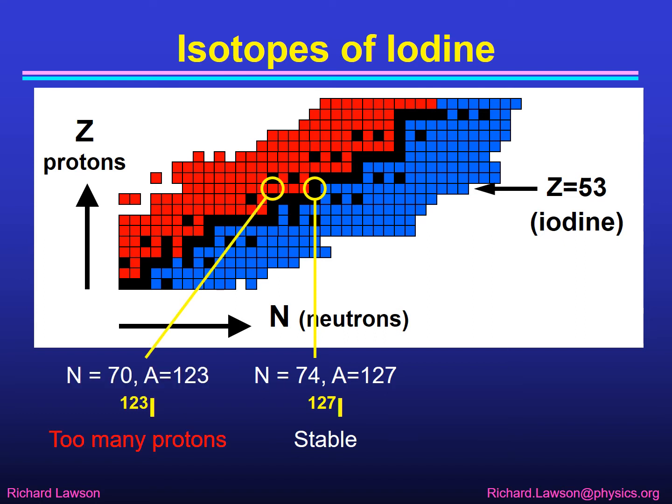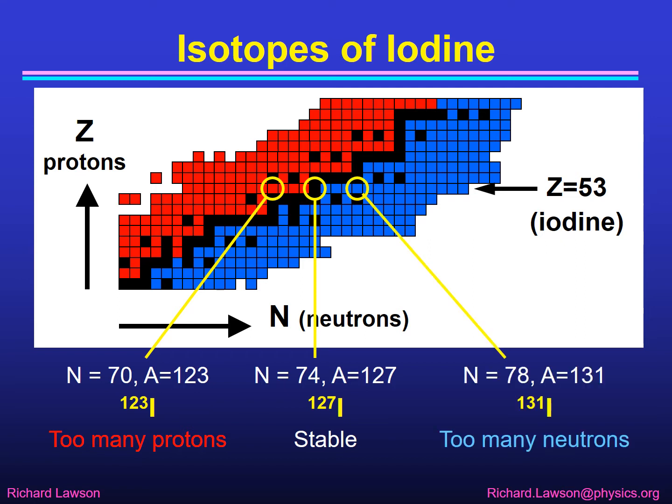But if we look at this red square here, it has only got 70 neutrons compared with the 74 that it needs to be stable. So it's got too few neutrons or too many protons compared with the stable version. So this iodine 123 is radioactive.